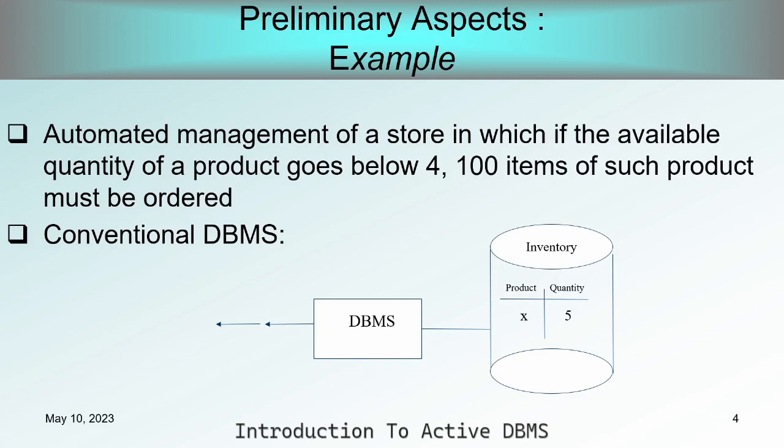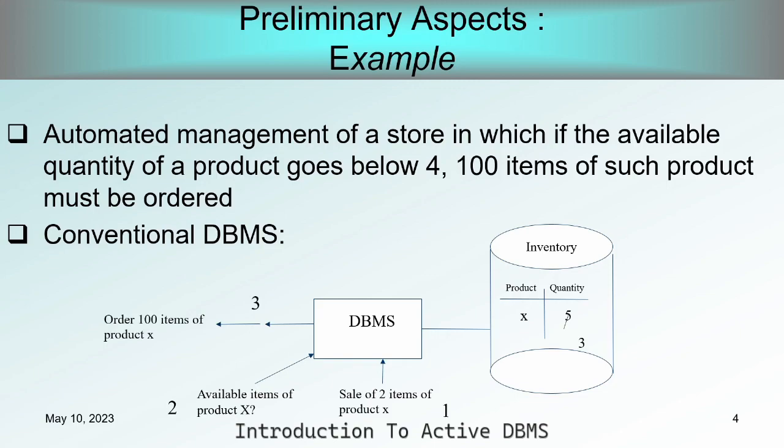Looking at this example, here we have an automated management system of a store in which you could see the available quantity of a product X is given. If the quantity of the product goes below 4, then 100 of such item need to be ordered. Looking at this image, if there is a sale of 2 items of product X, immediately the quantity goes below 4, and now we have to order 100 items of product X. This cannot be done in conventional DBMS all by itself. It is not automated. We have to do it manually.